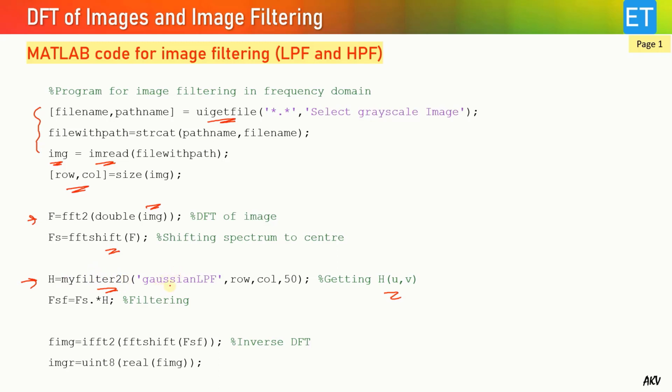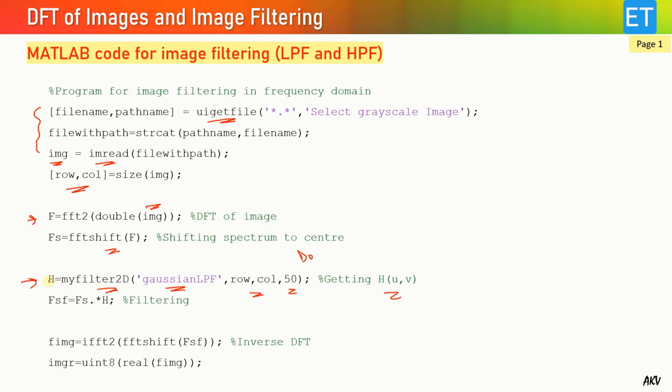And here you can see that I'm implementing, let's say, Gaussian LPF with the defined rows and columns. This is an important thing to be noted, because the filter size and the image size must be of the same size, because we have to multiply the spectrum of both. So if their size is not equal, obviously you will get an error during the multiplication. So that's why I'm using the same rows and columns here. And the 50 is actually the distance D0 to implement this Gaussian low pass filter.